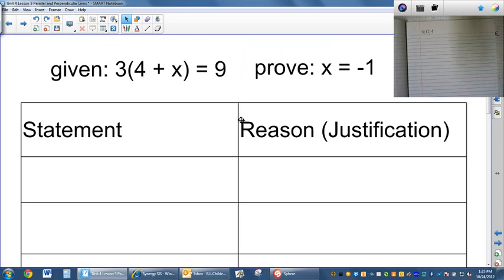All right, so we're starting a new proof here. Given 3 times the quantity 4 plus x equals 9, prove that x equals -1. We're going to work through this. Go ahead and have last night's homework out so I can swing by real quick and give you points for it.